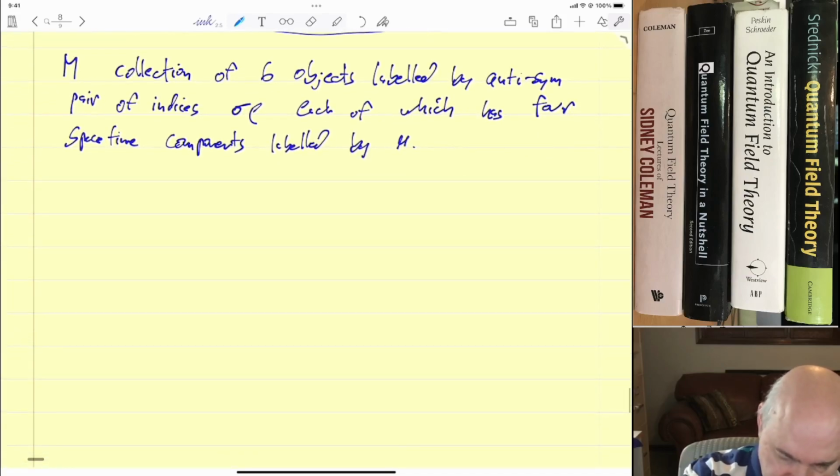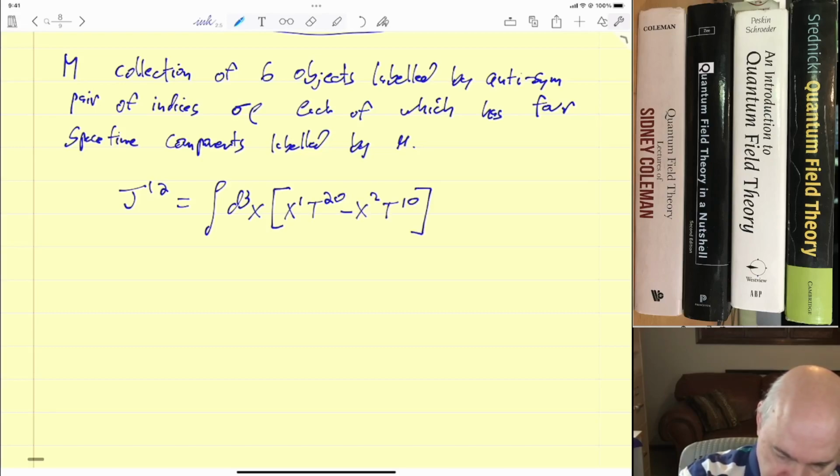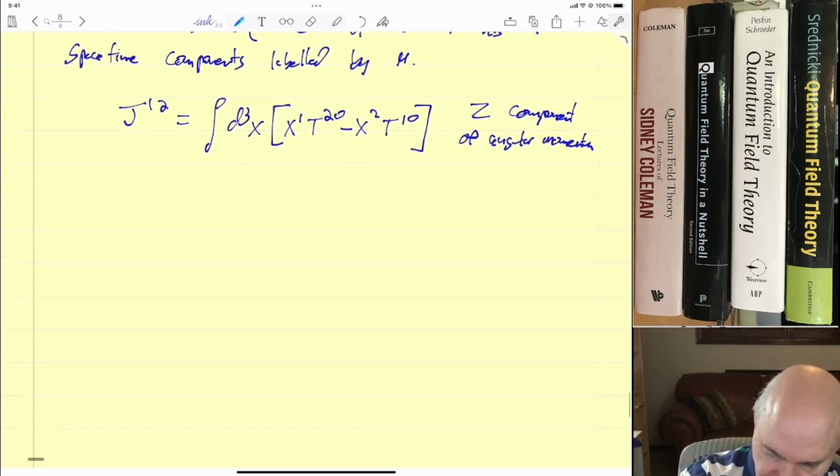So for example, if we were to calculate J^12, the integral of d^3x (x^1 T^20 minus x^2 T^10), this is the z component of angular momentum. Again, I should say orbital, because we're not treating any spin.